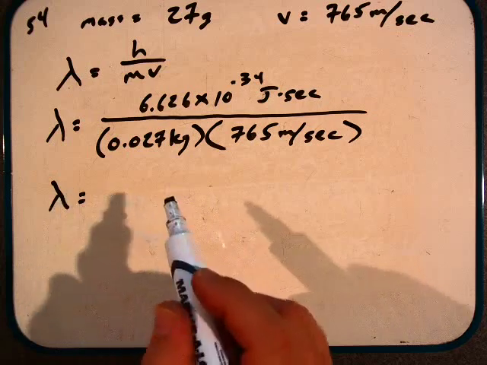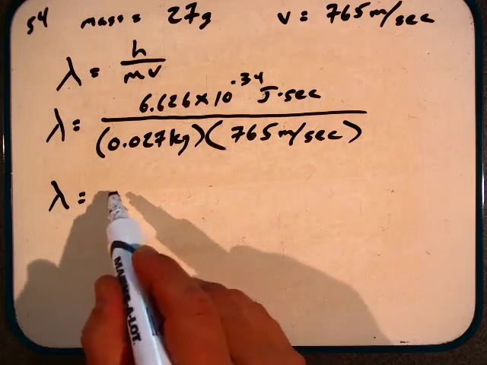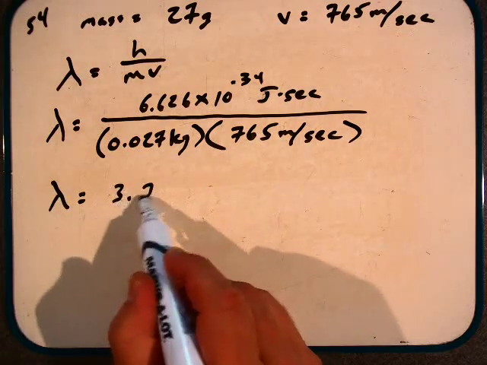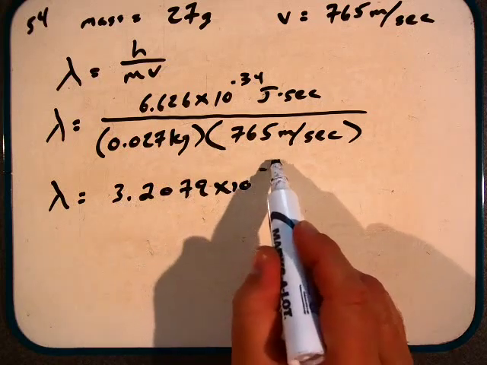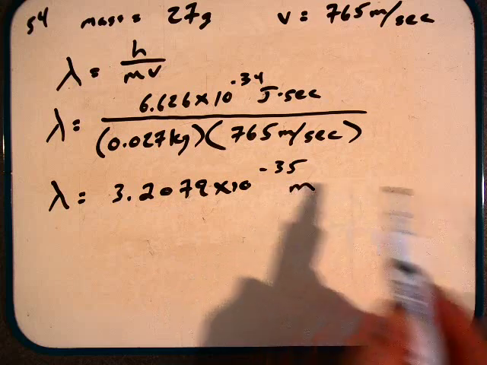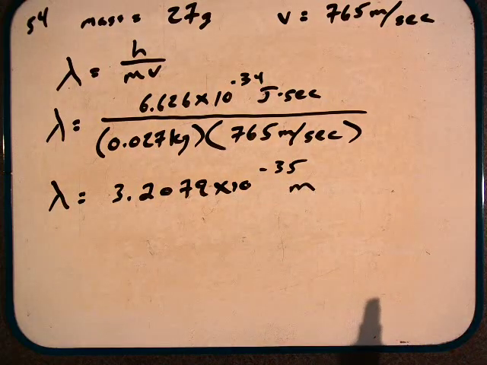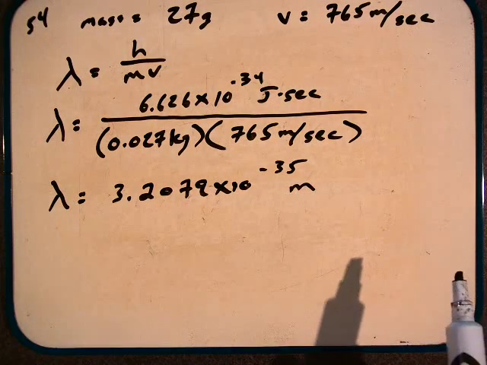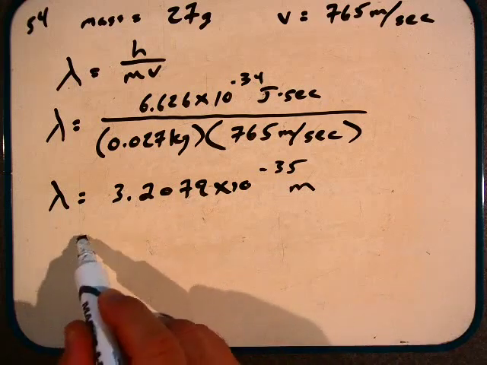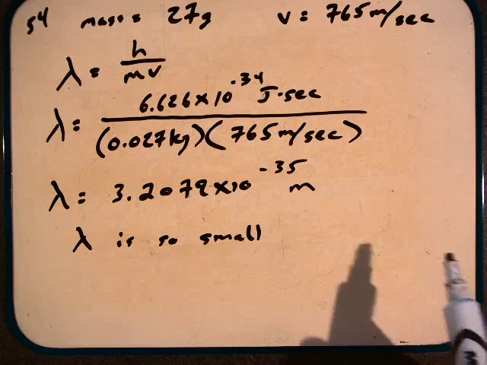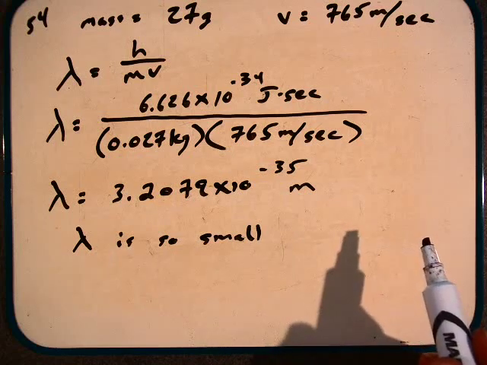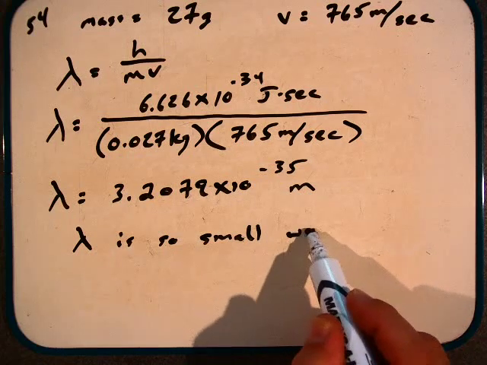And we can solve for our lambda then to be equal to 3.2079 times 10 to the negative 35th meters. So that would be the de Broglie wavelength for the bullet. And since lambda is so small, wave nature is never perceived.